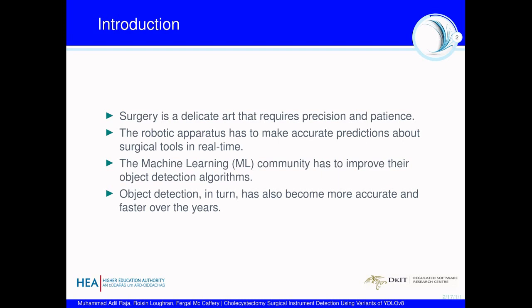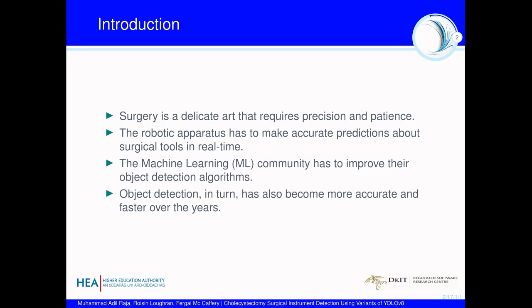So one of the things is that the machine learning community has to inevitably improve their object detection algorithms. This is an ongoing quest in which engineers and scientists try to improve their algorithms. The initial ambition is to improve the accuracy of the algorithm, and once that has been achieved, they try to improve the real-time efficiency of the algorithm.